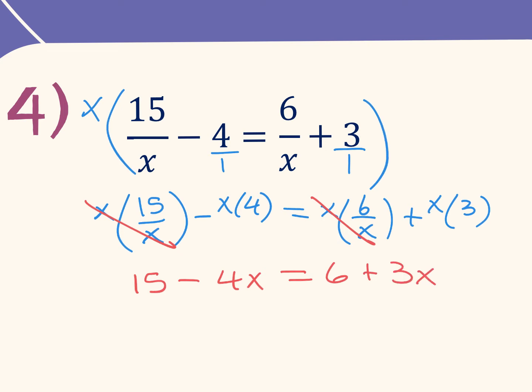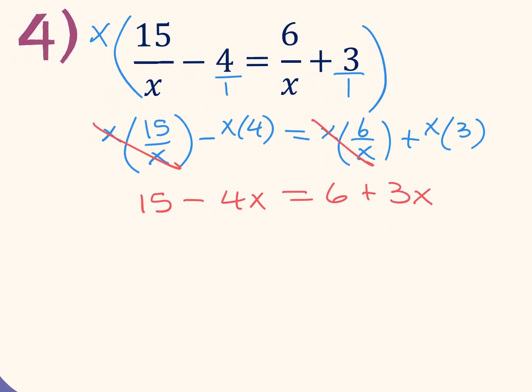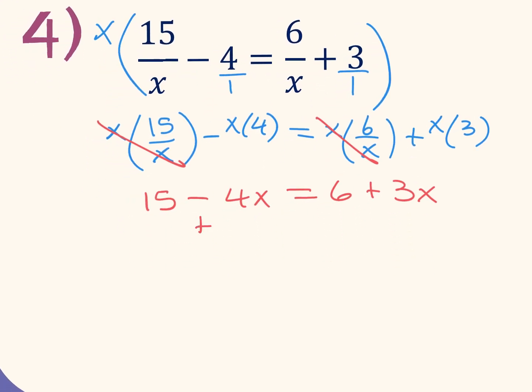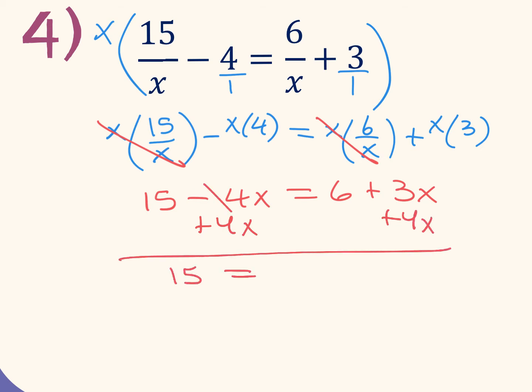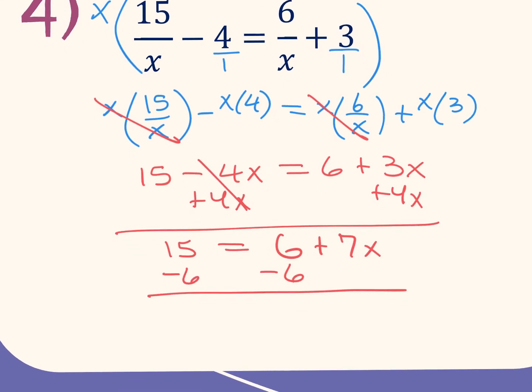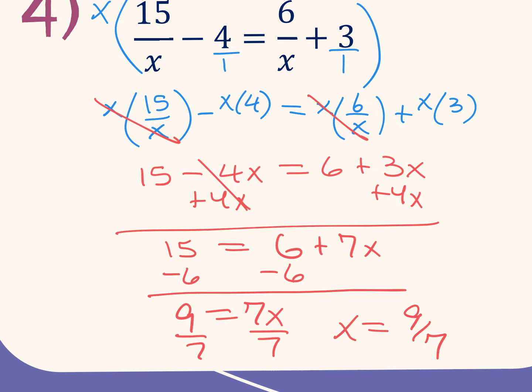Now I'm going to group my like terms. Now, if you want to move the 4x to the right, you can. Again, there's no rule that says you always have to move letters left. Some people like that. It's up to you. So subtract 6. And now I get 9 equals 7x. Divide by 7. And x equals 9 over 7.